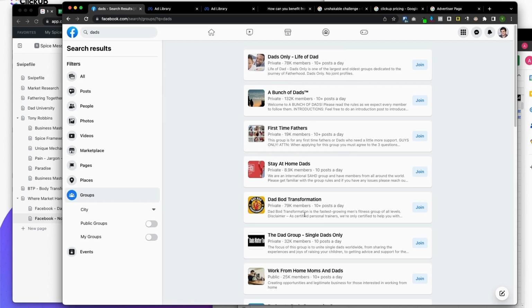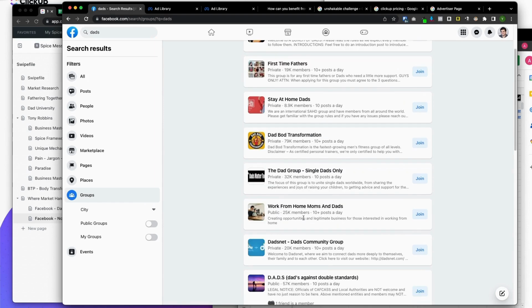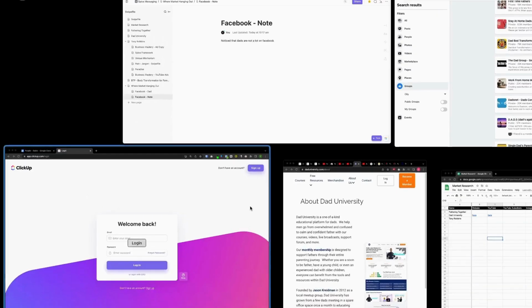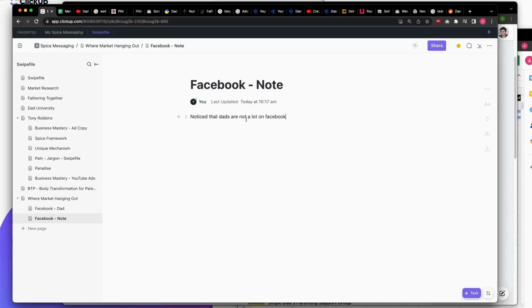I don't know if this is really about dads, because sometimes they do dad bods, but it's not actually dads. But again, see, I thought I was about to take a note. Hey, dads against double standards. Okay, dads, look at that. Dads against double standards. That's interesting. Dad's net, dad community group. I love that. So actually, I was wrong, right? This entire note that I was about to type in, notice that dads are not allowed on Facebook, that would have been wrong.